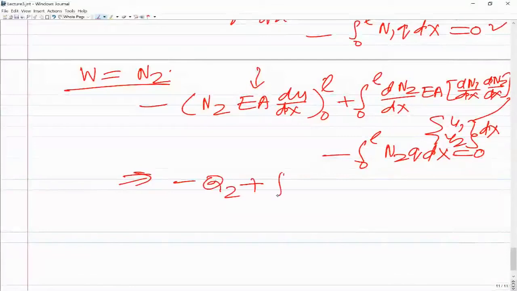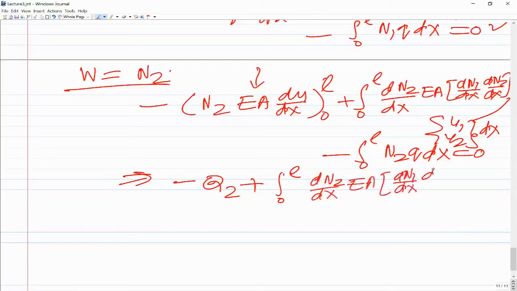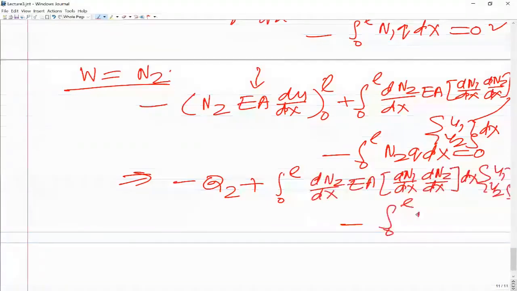And plus of course this integral 0 to L dN2 by dx EA, and then you have dN1 by dx, dN2 by dx, and you see the u1 u2 are independent of x, so you can take them out of the integration sign. So here you write dx, and then you write u1 u2, and minus integration 0 to L N2 q dx is equal to 0.